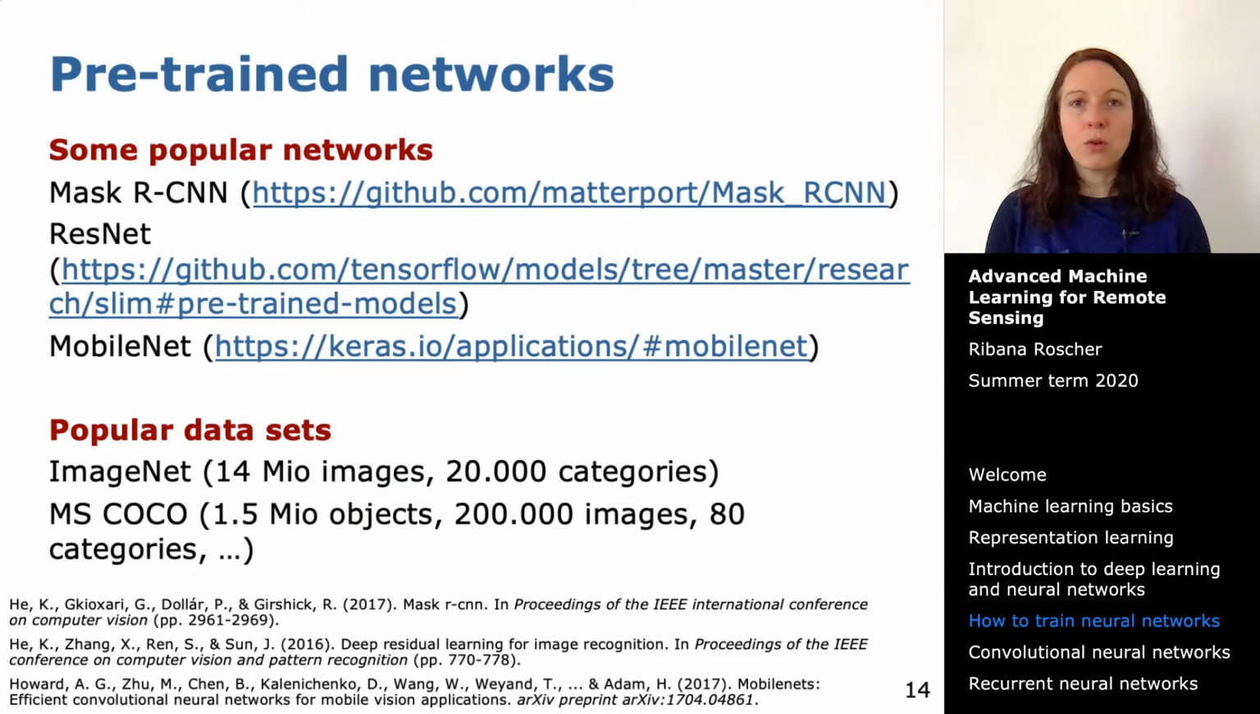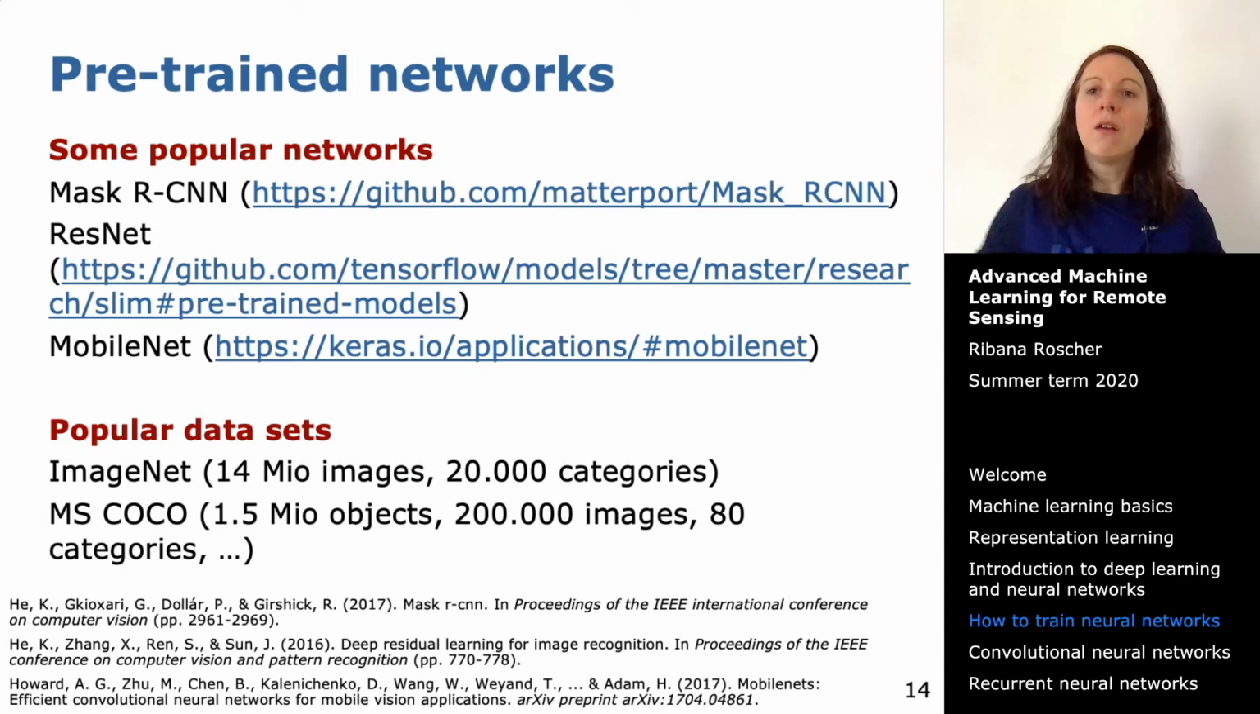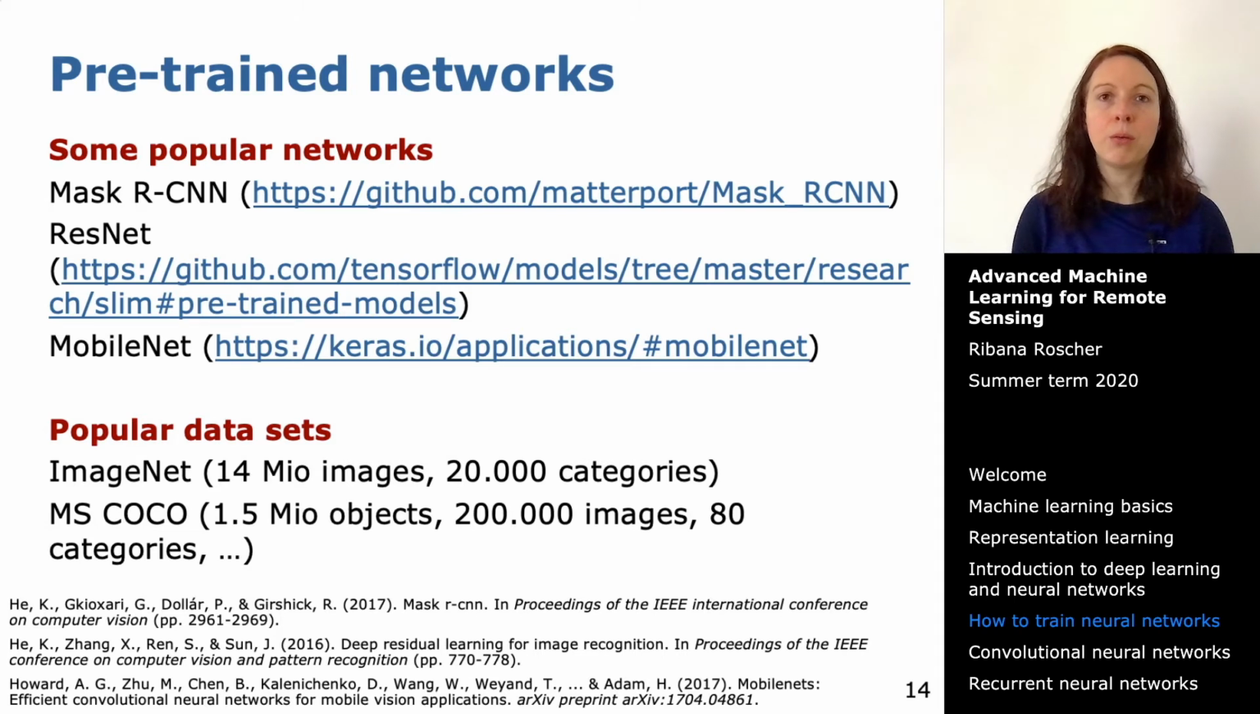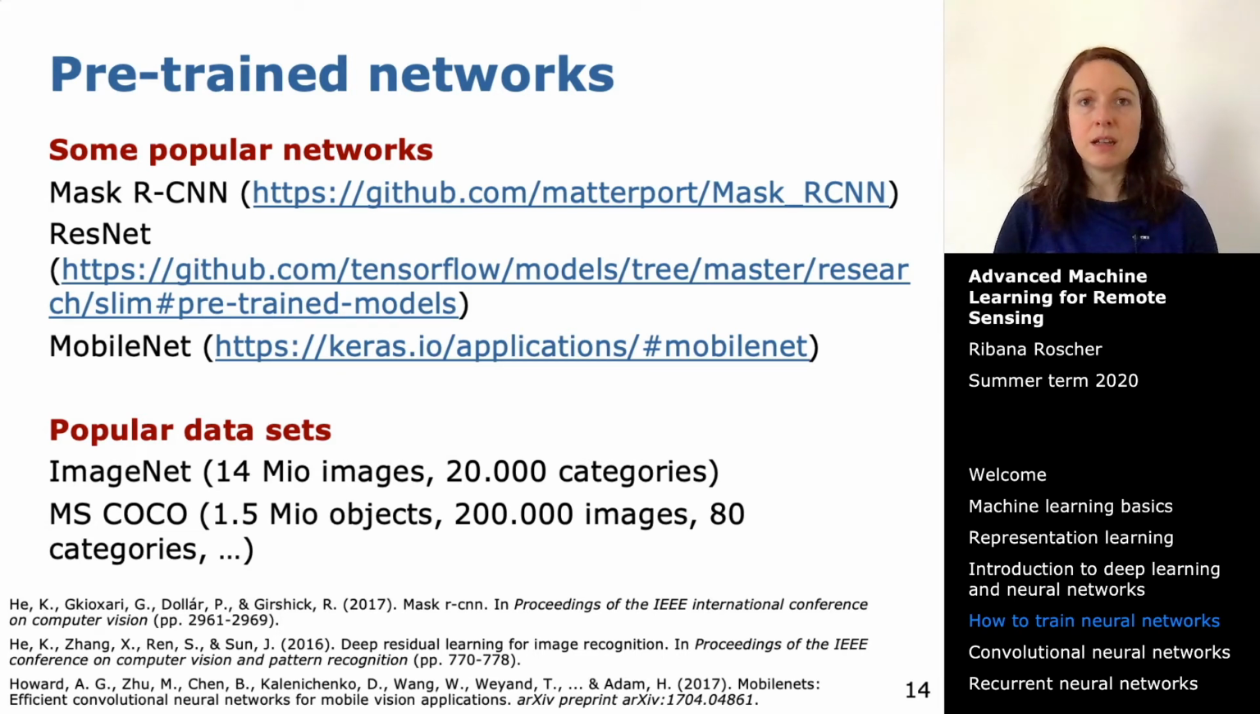There are some quite famous, quite commonly used pre-trained networks out there. For example, the Mask R-CNN. This is a network which you can use for instance segmentation and object detection. ResNet, for example, can be used for classification. Also MobileNet. MobileNet is a very efficient network.